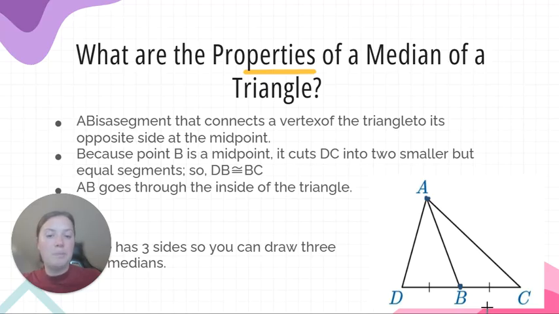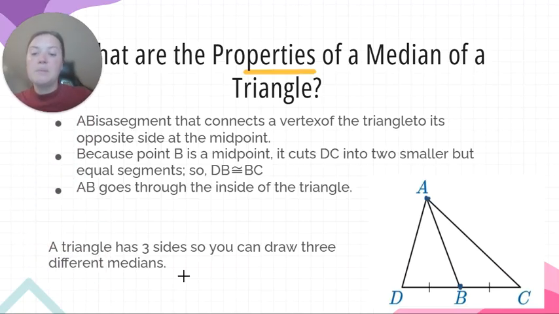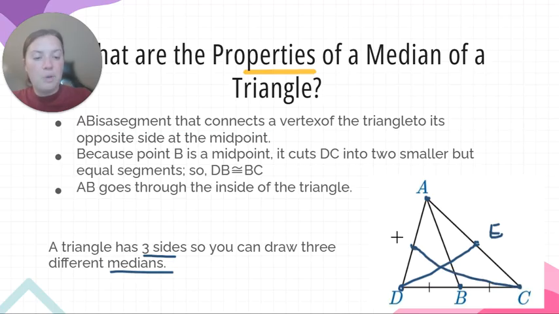Because in this case, point B is a midpoint, it cuts DC into two equal smaller parts. So we have DB and CB. And then AB goes through the inside of the triangle. So specifically when we're talking about medians, it goes through the inside of the triangle. Now, something special about triangles, right? They have three sides. So you can draw three different medians when we have a single triangle. So one is this line AB, and then we could have this line here DE, and then CF would be our third. And if I drew this perfectly, they would cross down the middle. Let's see an example of this.